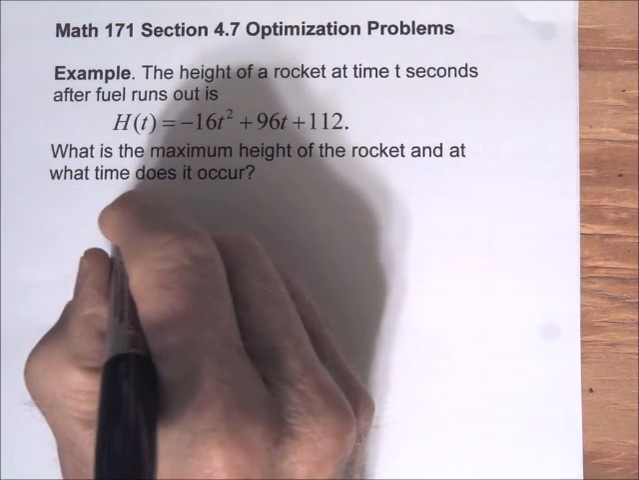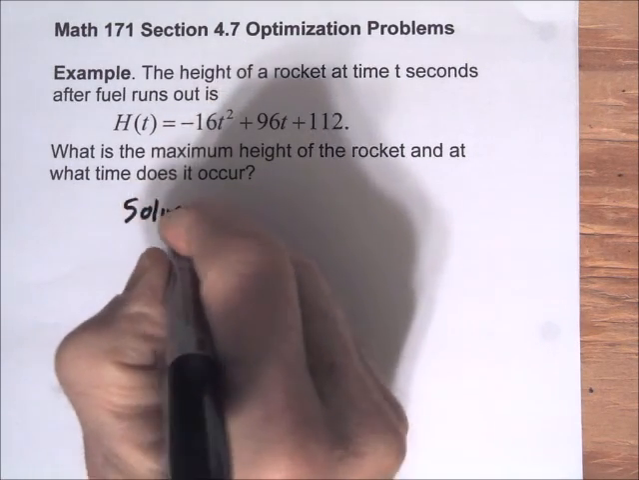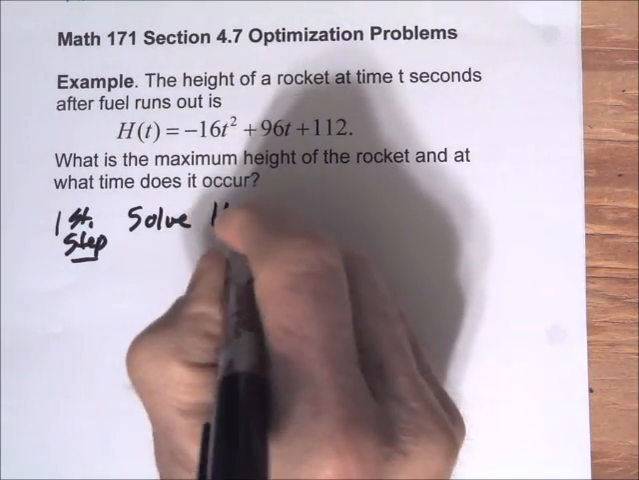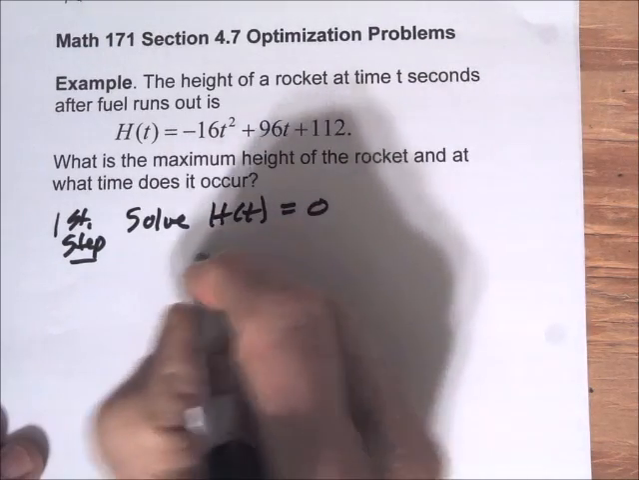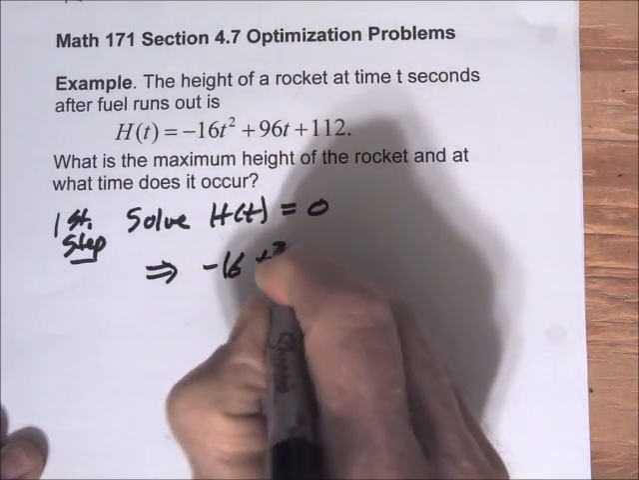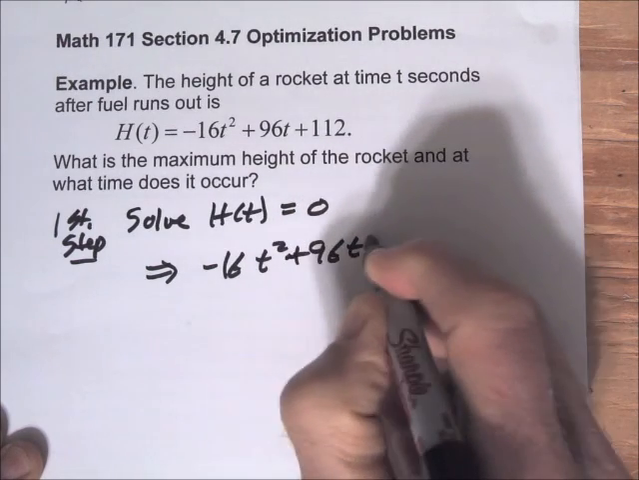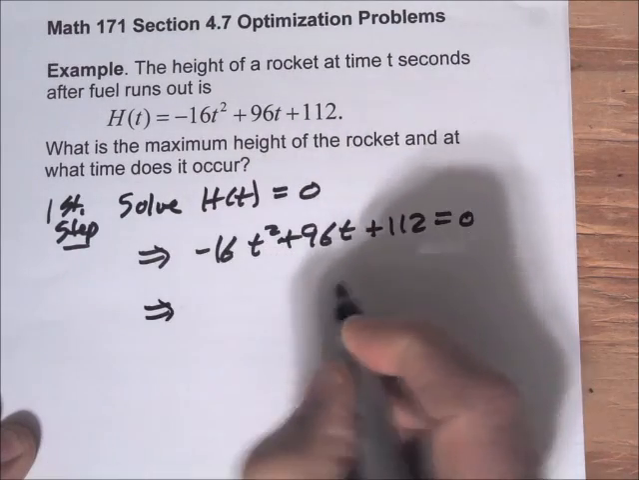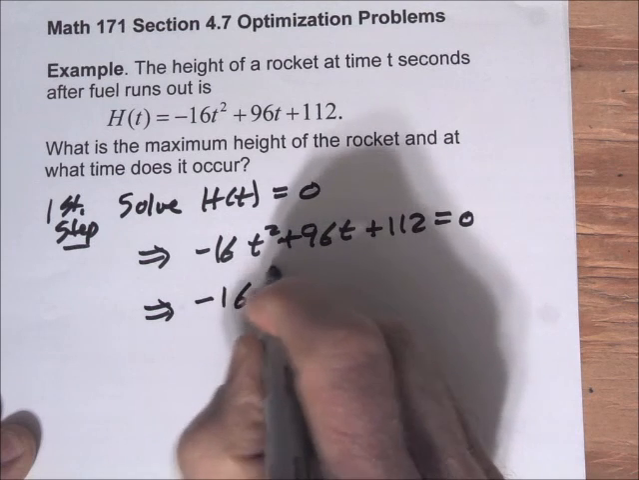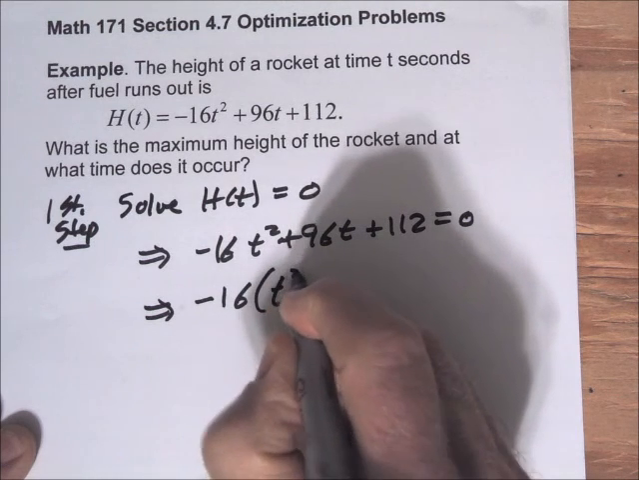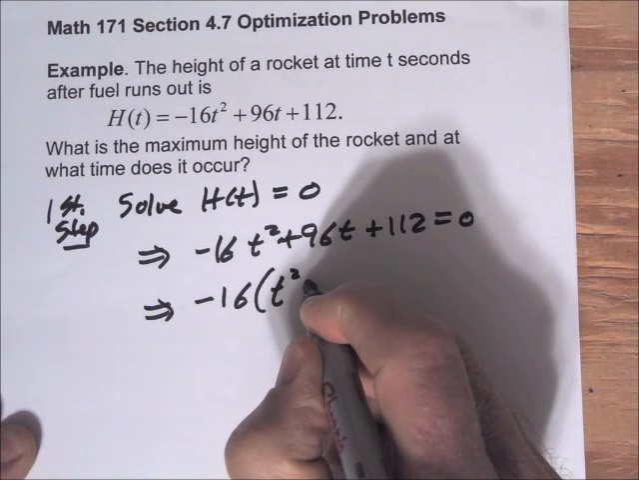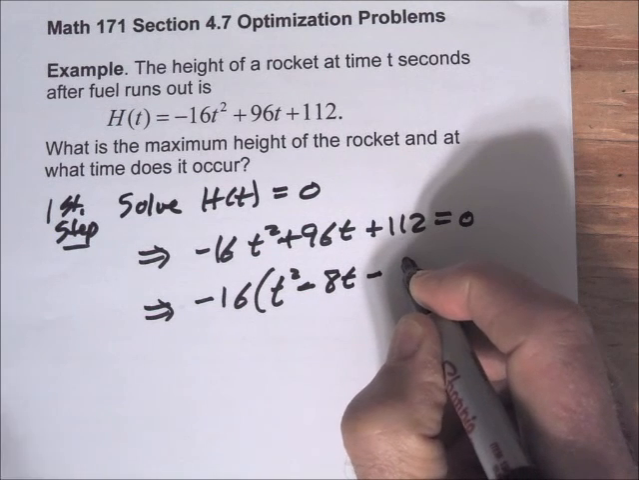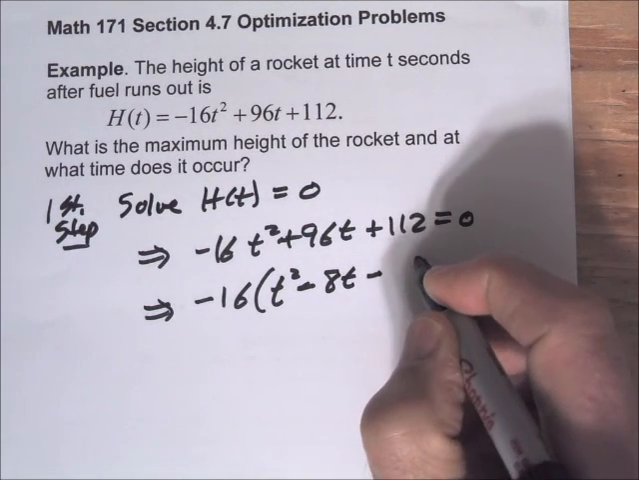We want to solve h(t) = 0. First step, solve h(t) = 0. So you have -16t^2 + 96t + 112 = 0. And you can factor out the minus 16. And we have t squared minus 8t minus 16 and 112.